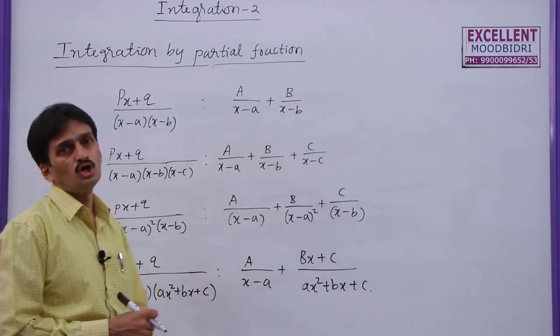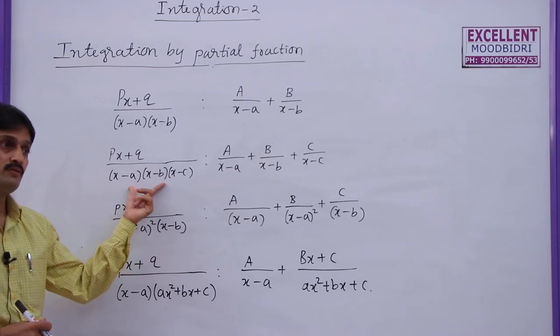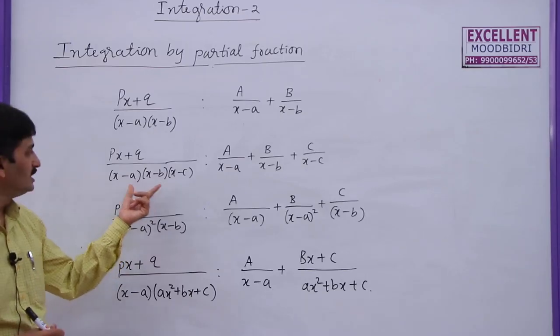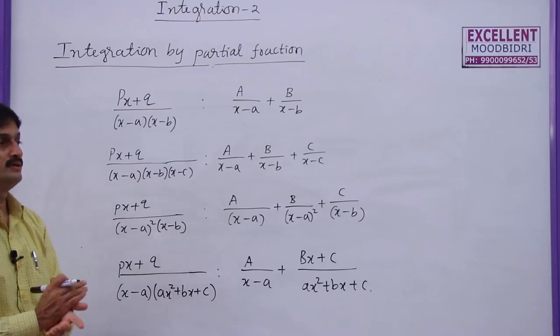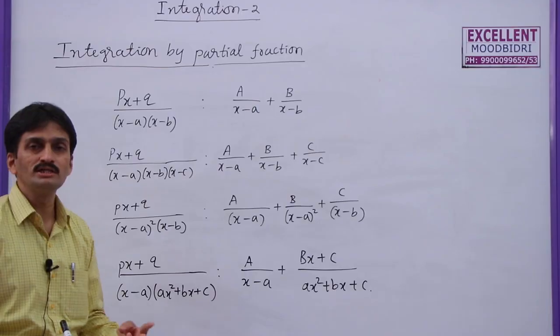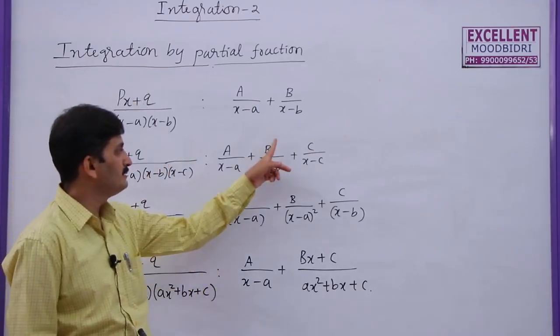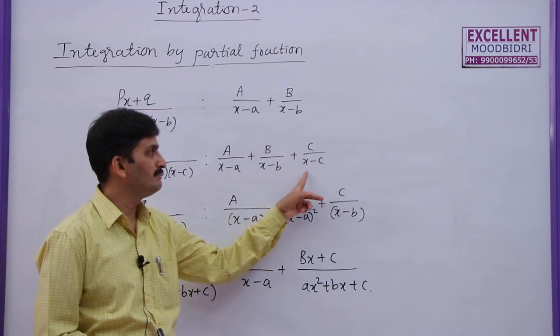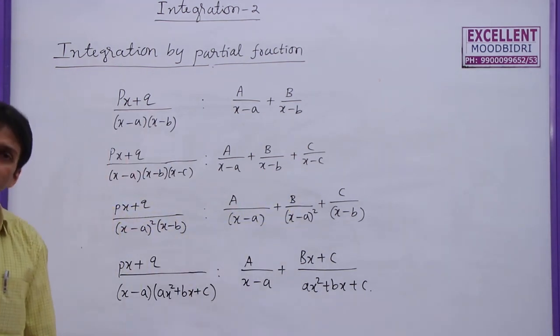Okay. Next, look at this type, second type of proper fraction. Here, in denominator, you have 3 linear factors. When you have 3 linear factors in the denominator, you should assume 3 partial fractions, A by x minus a plus B by x minus b plus C by x minus c, and A, B, C should be found out here.